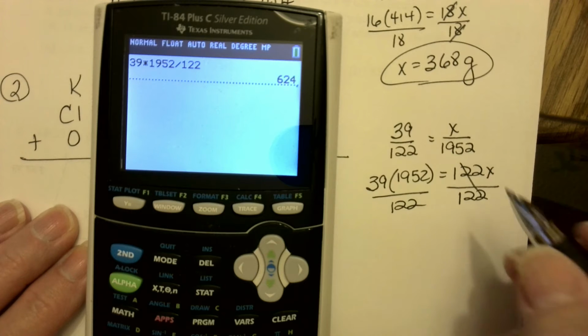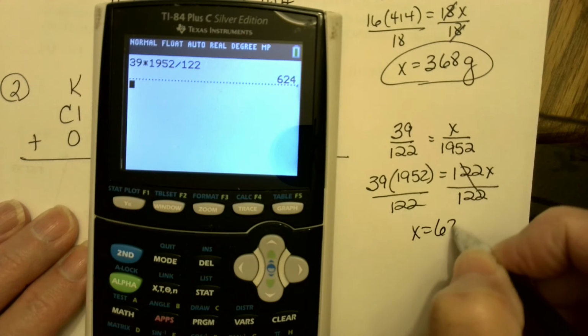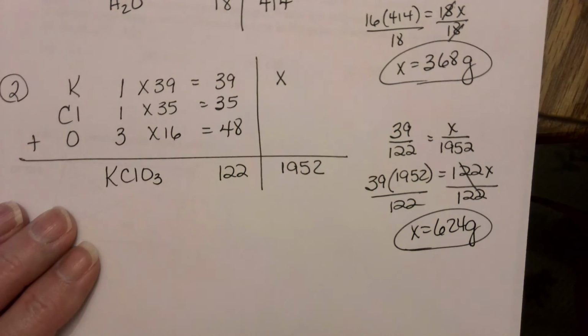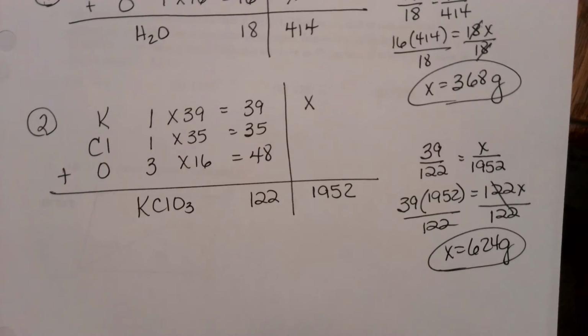And I get 624 grams. So X is 624. Again, I look and they're talking in grams. Get the unit out of the problem. Okay?